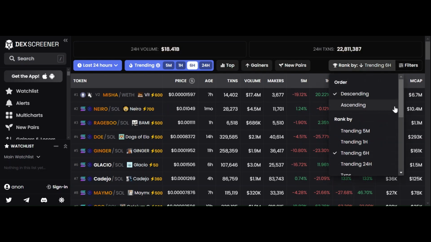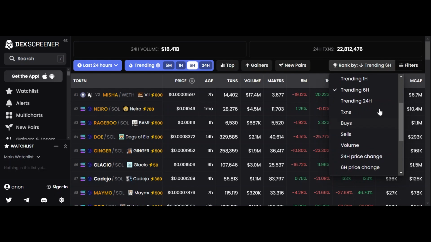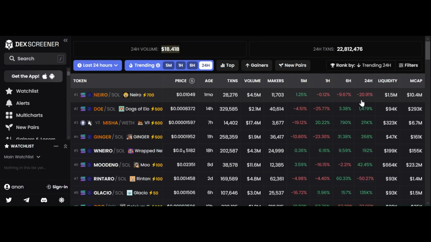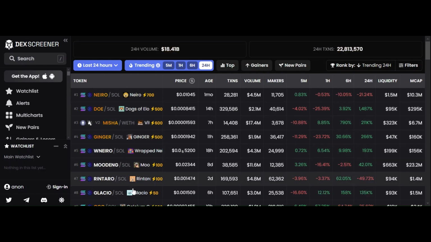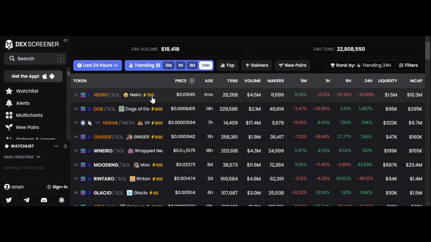If we change this to trending in 24 hours, we'll have a slightly different list. So we have Mudeng that wasn't here before. Mind you, a lot of these tokens are what I would refer to as shit coins, right? So a lot of these tokens will probably disappear, maybe not disappear, but they will tank. They won't have any value in a couple of days or weeks.